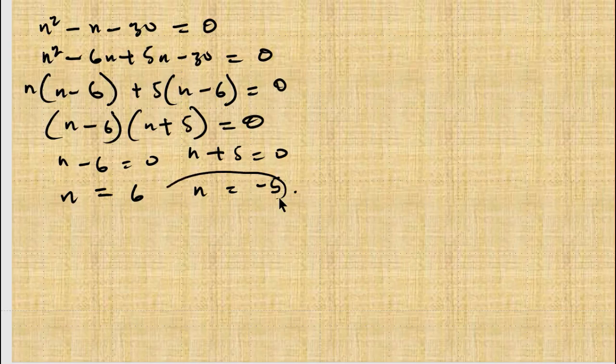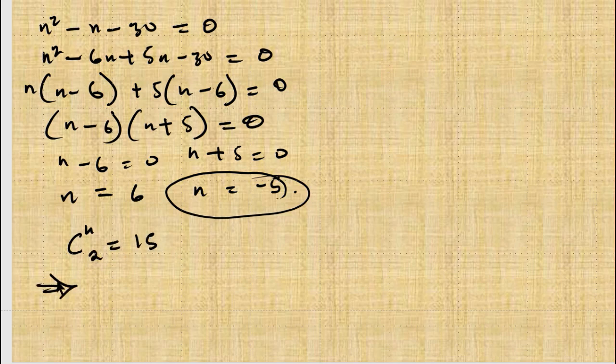The value of n cannot be negative. For this combination at this level, we'll be saying that C n combination 2, which equals 15, I can rewrite this as C 6 combination 2 equals 15. You can confirm your result.